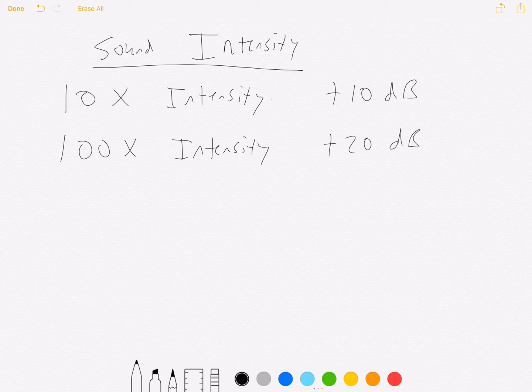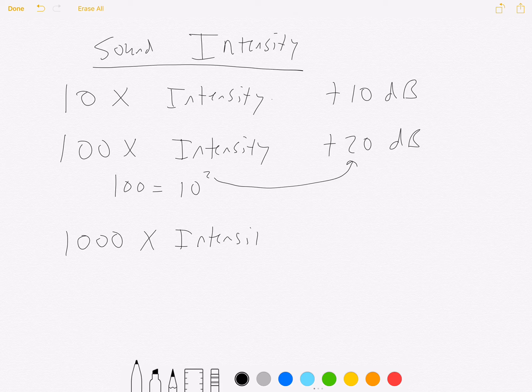Where did that 2 come from? Well, 100 equals 10 to the 2, and we take that 2 and we put it right there. 1,000 times the intensity gives us plus 30 decibels, because there's 3 zeros right here. 1 zero is plus 10, 2 zeros is plus 20, 3 zeros plus 30, 4 zeros plus 40, so on. And that shows you the logarithmic relationship between sound intensity and decibels.